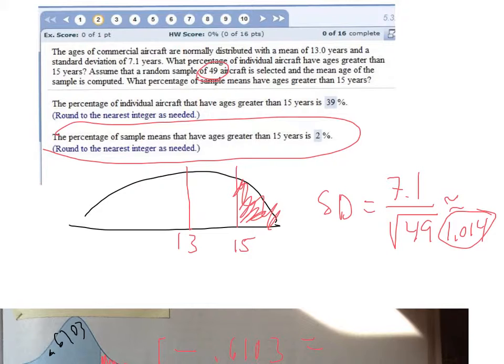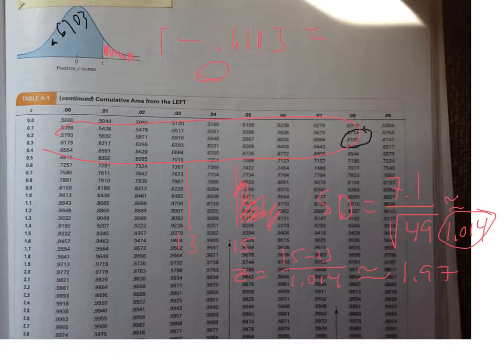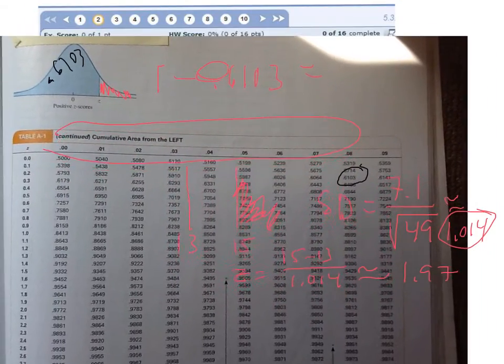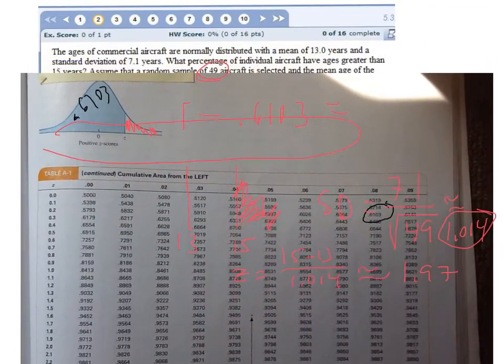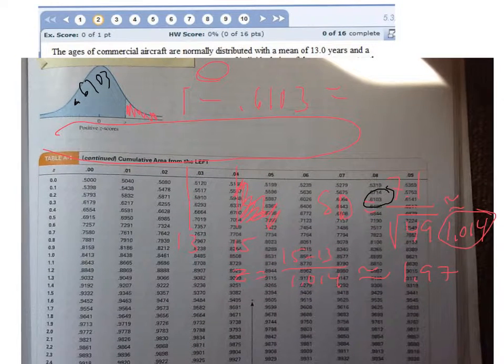Now to do this by hand, we're going to do the same thing. We're going to find the z-score. So 15 minus 13, but then I've got to divide by this new standard deviation. That's giving me a z-score of 1.97. Now if I go back to that table, if I can read it with all my writing here, let's see, 1.97. So 1.9, and I'm going to go over to the 0.07 column.